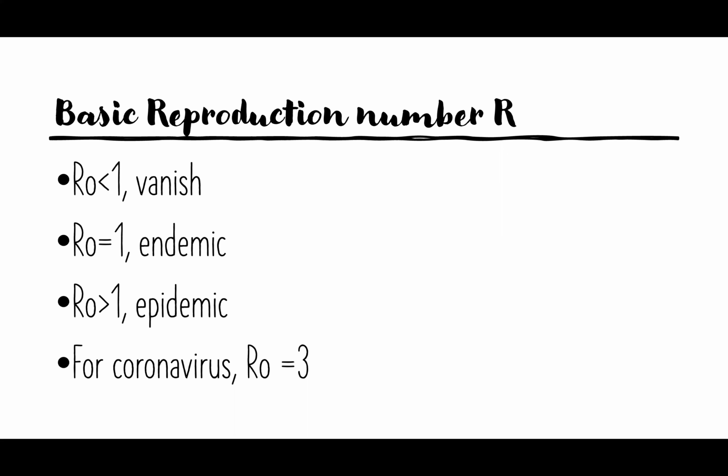So the basic reproduction number equals a half means 2 persons will only spread this virus to 1 person. Only 1 person will get infected. So it just becomes half a person, 0.25 person, a quarter person, etc. And eventually the entire virus will just vanish. The virus won't be there anymore. So that's when the basic reproduction number is less than 1.